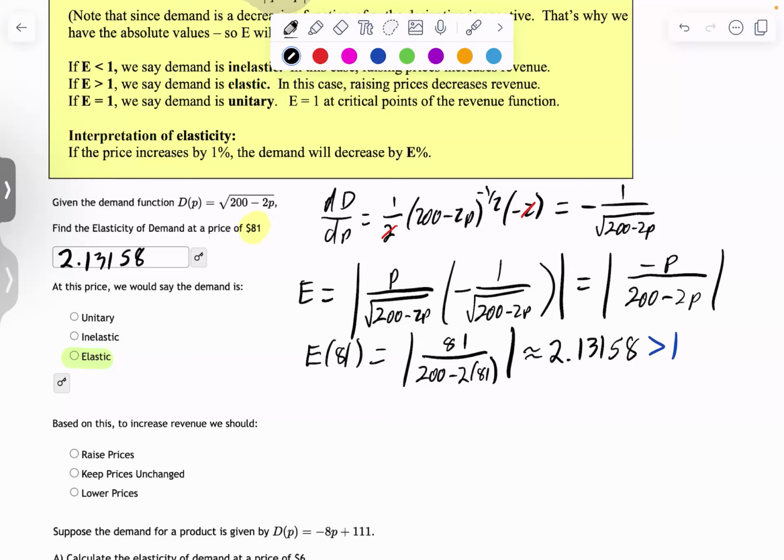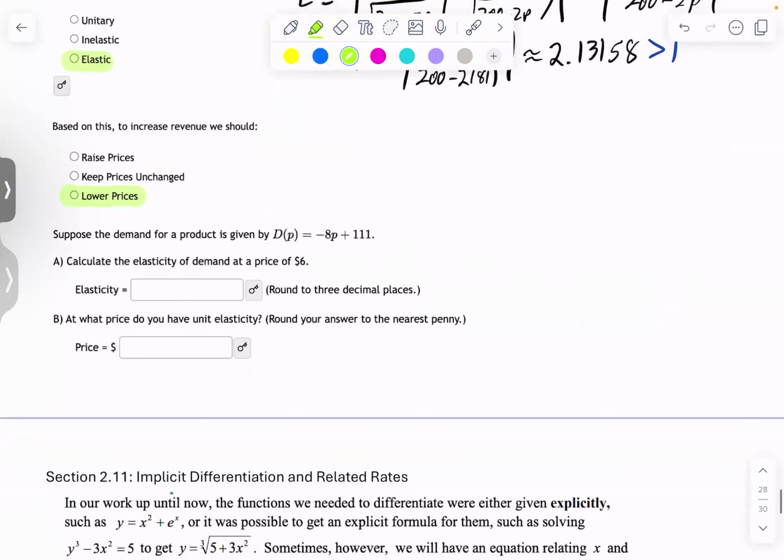And based on this, remember, elastic means that as the price goes up, our revenue goes down. So our solution in this case is to lower prices. If it was less than 1, we would keep prices unchanged, or we would even raise prices. Keeping prices unchanged would be if we got 1 or something close to 1. All right, so we have one more.